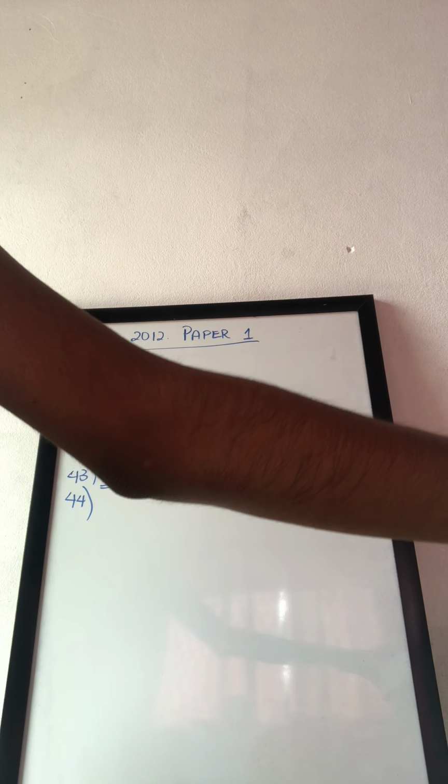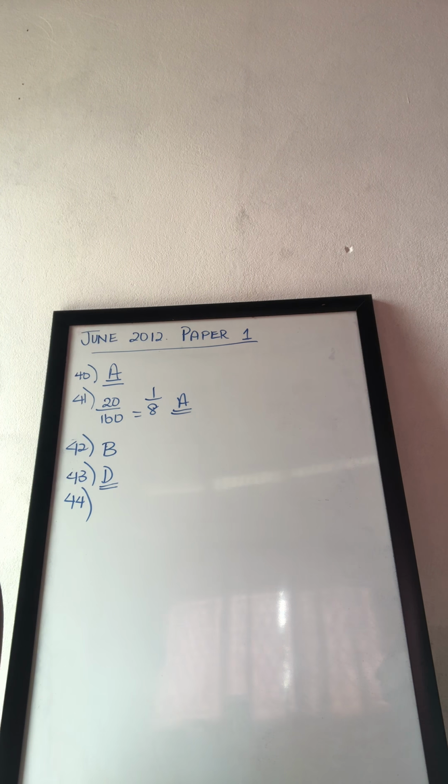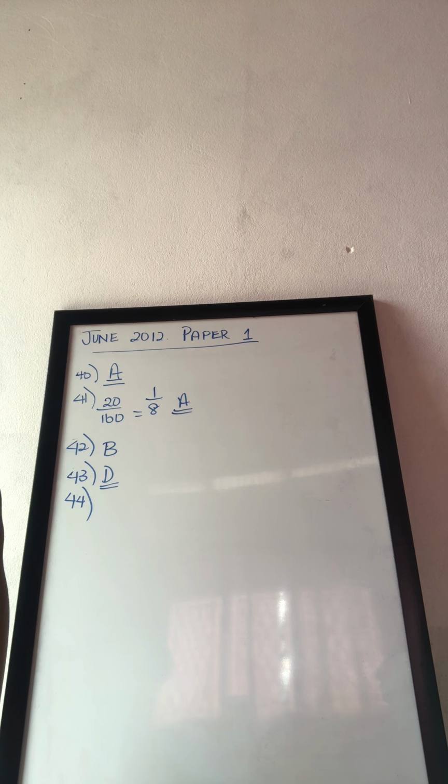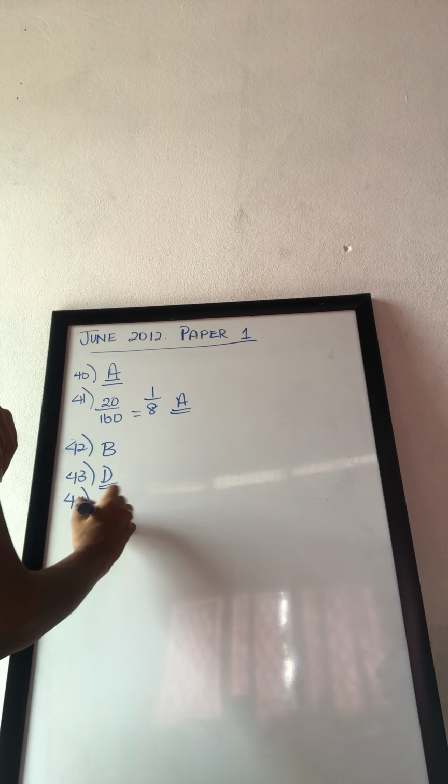Number 44, a bag contains 2 red, 4 yellow, and 6 blue balls. They want to know what's the probability of drawing a blue ball. So in all, we have 12 balls. So the probability of choosing a blue would be 6 on 12, which is a half. That is C.